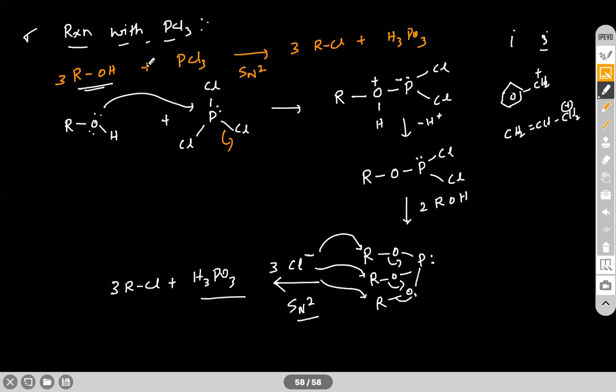Especially this PCl5 and PCl3, just keep this in mind: if you have PCl3, H3PO3 always goes out. यह common है reaction सारे में. Right? If you have PCl5, then obviously POCl3 goes out. That is also common in all reactions. Okay? So this common thing you should keep in mind.